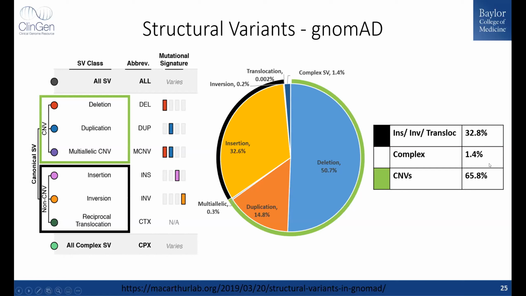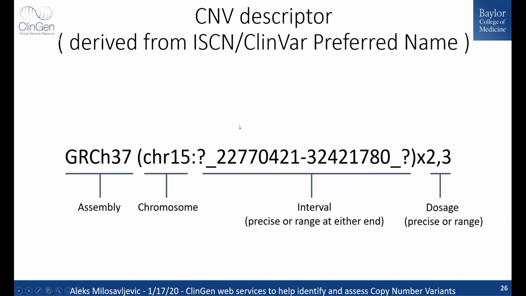Non-CNVs are about 32, almost 33%, and the complex is small, but definitely present. So this is the CNV descriptor that was derived from ISCN, ClinVar preferred name, and some other sources that allow us to get the ball rolling.